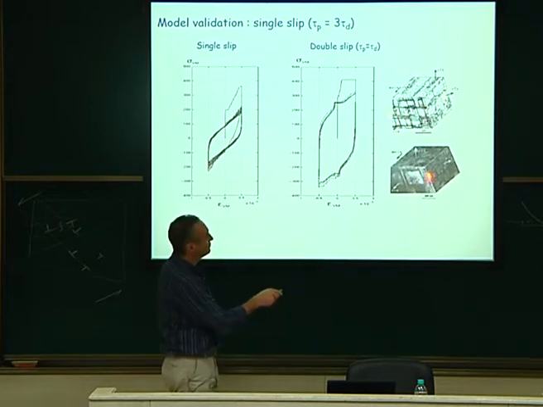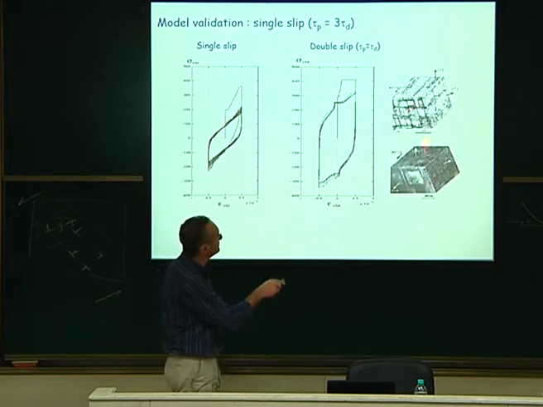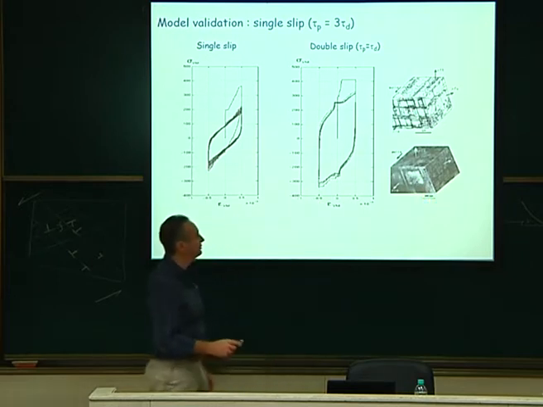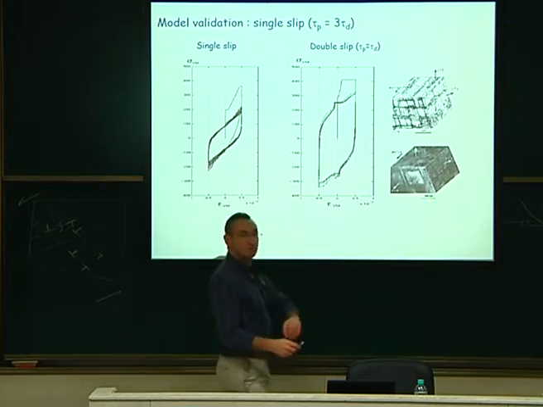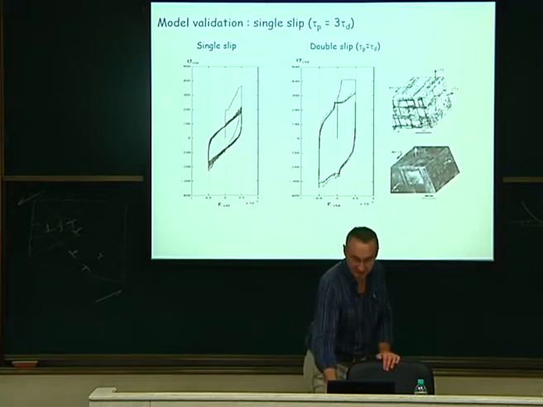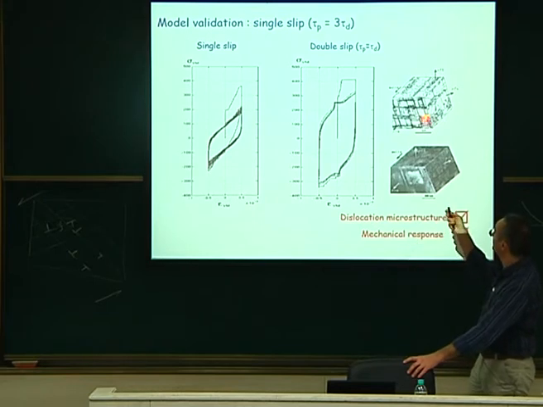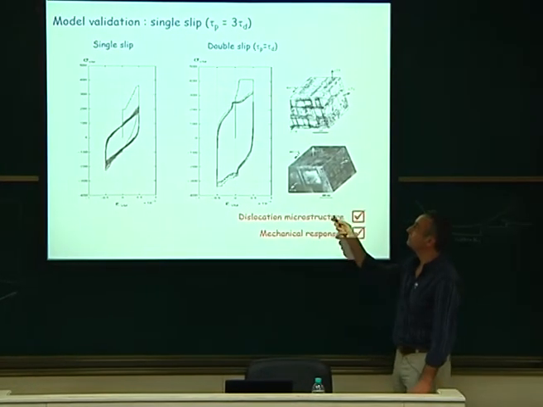And this compares well to the TEM pictures my colleague did. You can see the cell size is similar. See, this is 1 micron, this is 200 nanometers. I should rescale, but they match quite well. Okay? So this is what I would call a preliminary study, from which we say, okay, we can be confident about the dislocation microstructure and also about the mechanical response.